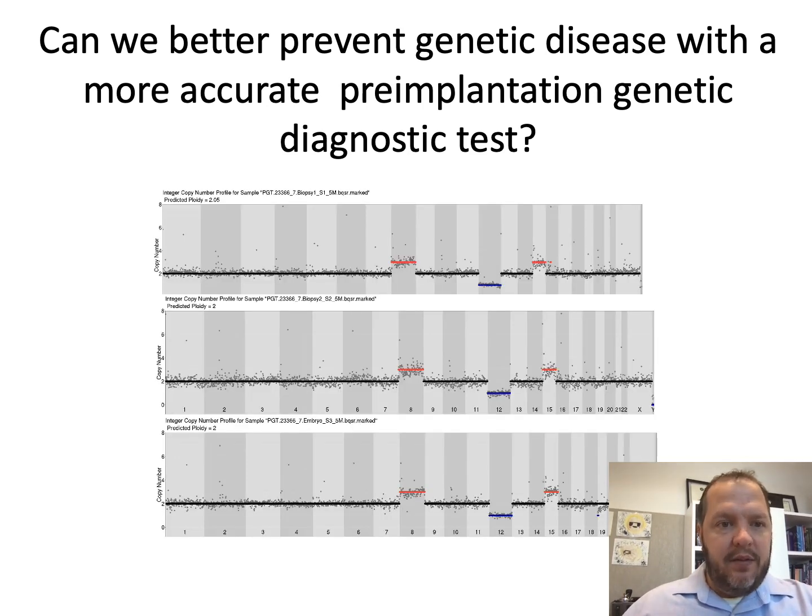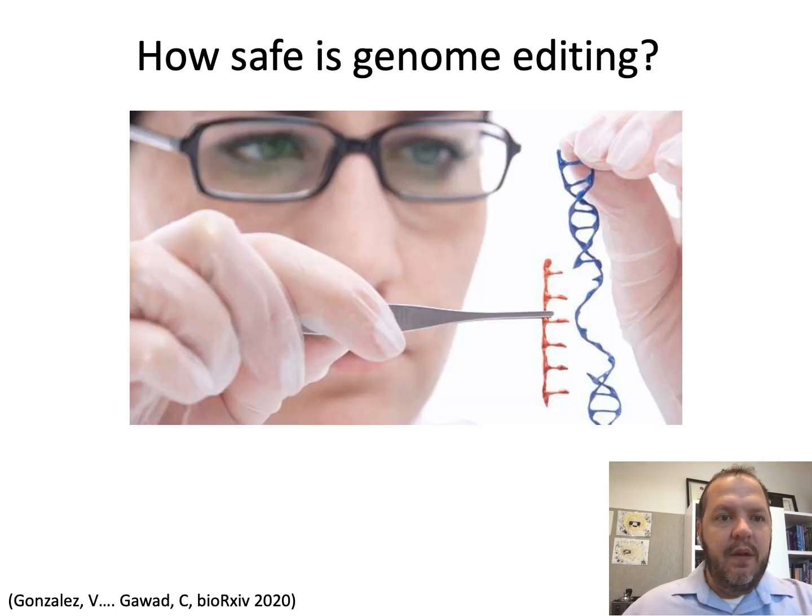And in this case, you can see multiple biopsies, and then the embryo is the gold standard and consistently call copy number change. But we've gone on to do whole genome sequencing and can actually call variants across the genome in an embryo prior to implantation. And then finally, we've kind of looked at genome editing.